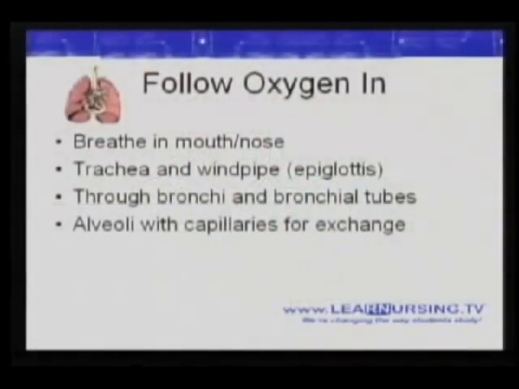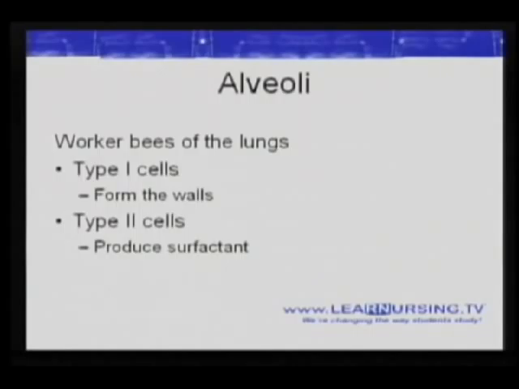So you breathe through your mouth and nose, past your trachea and windpipe, through the bronchi, down the bronchial tubes, and down to the alveoli, where we have these capillaries where the exchange really happens. You start with these big things up top and go down to these tiny capillaries way down at the bottom. Now let's look at those alveoli.